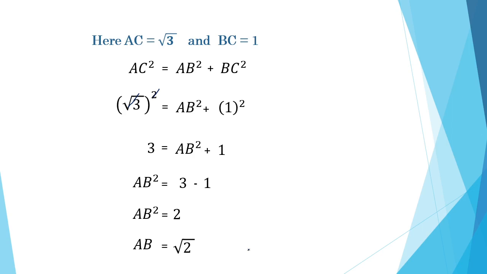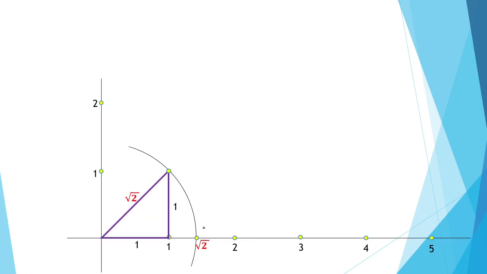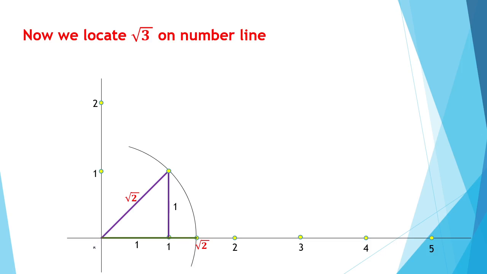Means we have to first locate root 2 on the number line. We have already done this part previously. Now we are continuing from this. Okay, now take this root 2 as base. This is A and this is B. So we have to draw the base first. Just now we found AB as root 2. This is the length root 2.